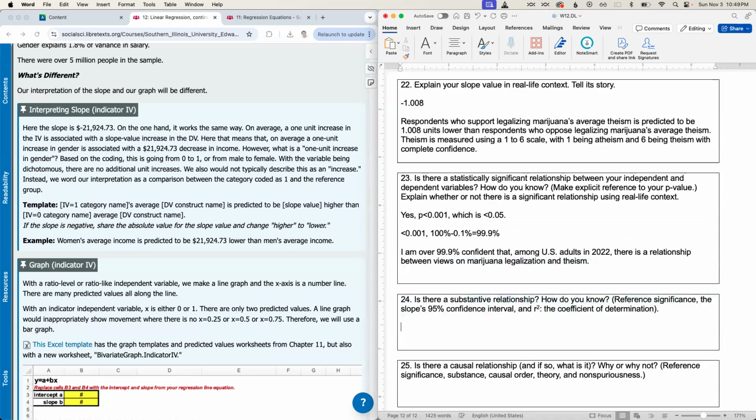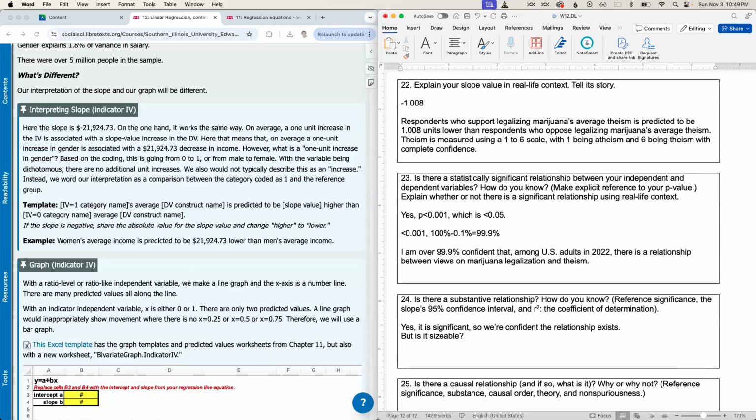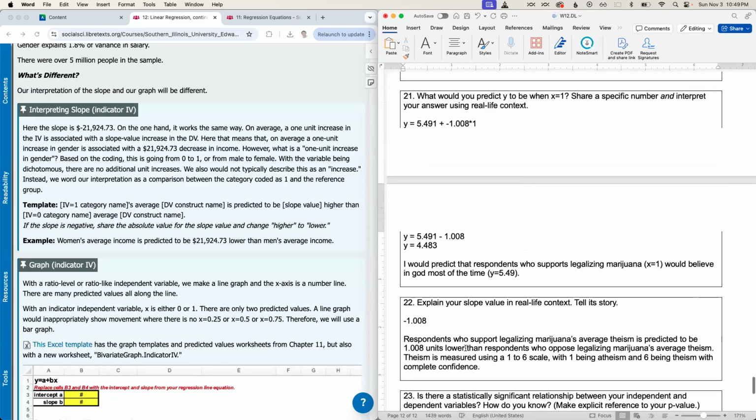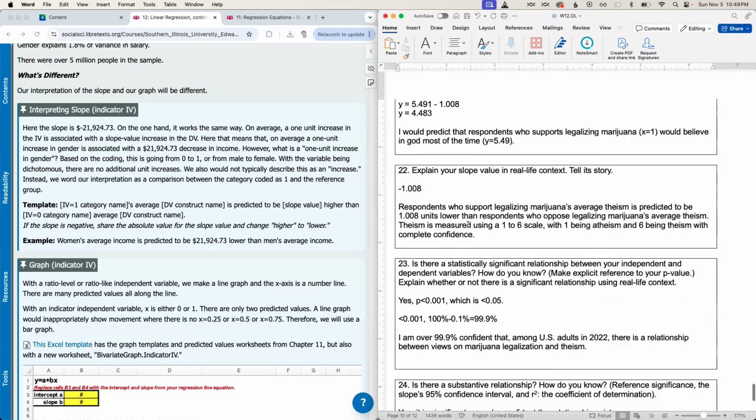Is it substantive? So we know, yes, it is significant. So we're confident the relationship exists, but is it sizable? Let's see. So we want to look at the slope and r squared. Well, r squared was 7.9%.